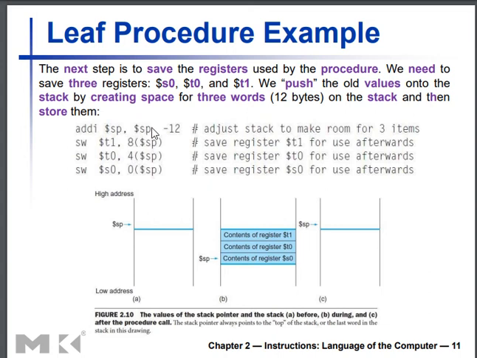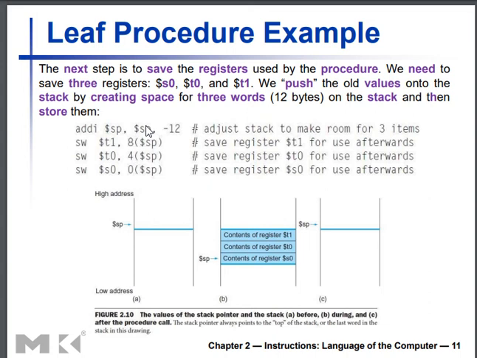Okay, so one word takes 4 bytes. So 3 words means 4 into 3, 12 bytes. So SP minus 12. I told you already, when you are adjusting, you need to subtract. So SP equals SP minus 12. In this way, you are adjusting the stack to make room for 3 values or 3 elements.